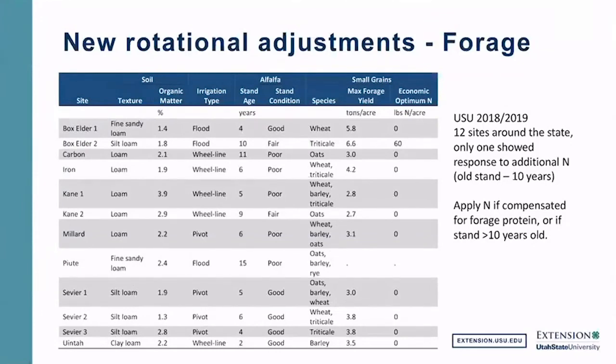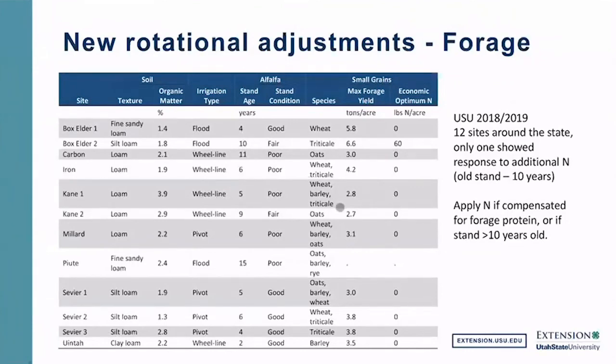This is my last table here, just to kind of follow up on the forages. Forage is a very different animal in terms of its response to nitrogen following alfalfa. In 12 sites in 18 and 19, only one was responsive. There was enough nitrogen following alfalfa to supply maximum forage production on small grains, regardless of where we found it in the state. The only responsive site was on a very old, greater than 10-year stand.